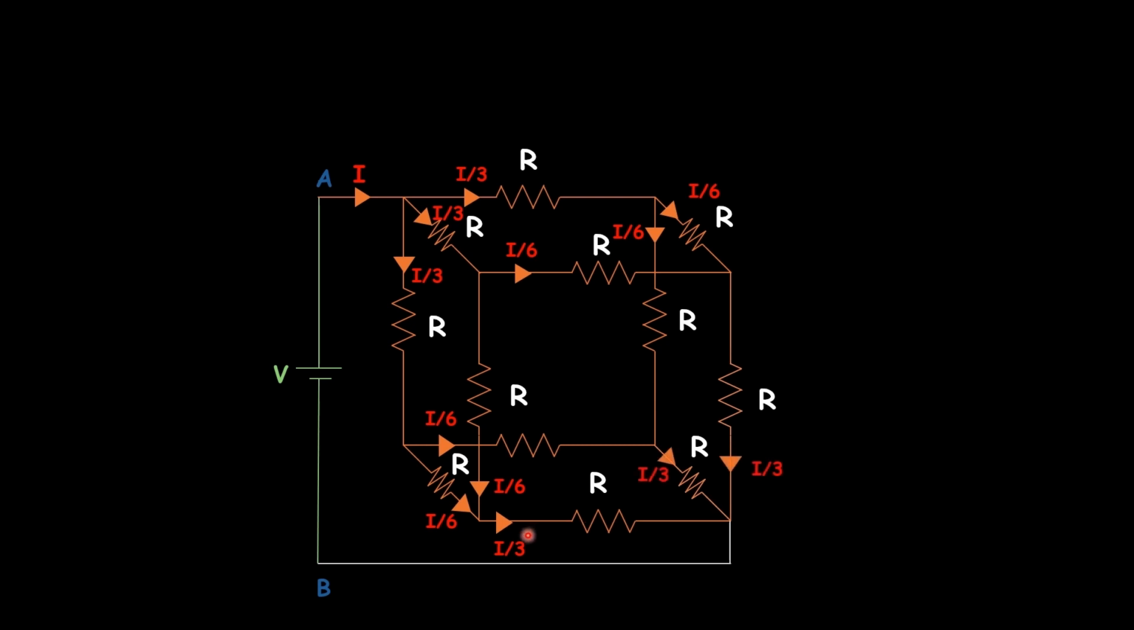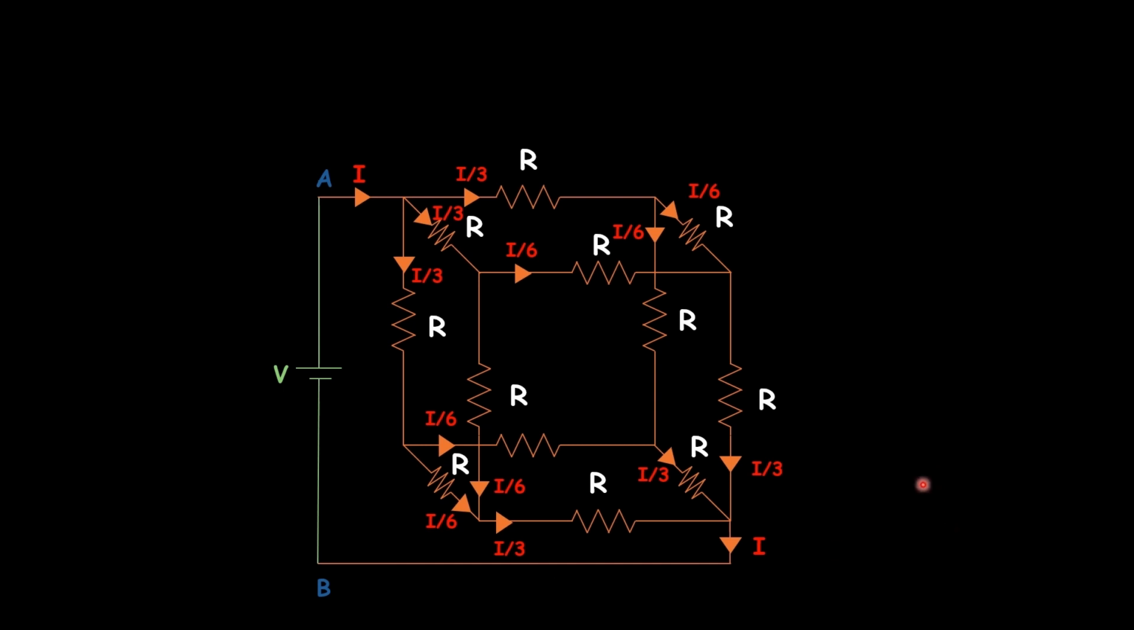So there are a total of 3 I by 3 currents reaching this junction. So these 3 I by 3 currents total the current I. So our assumption is correct. A total of I current enters this point and a total of I current leaves this point. So we can take our assumption as correct.